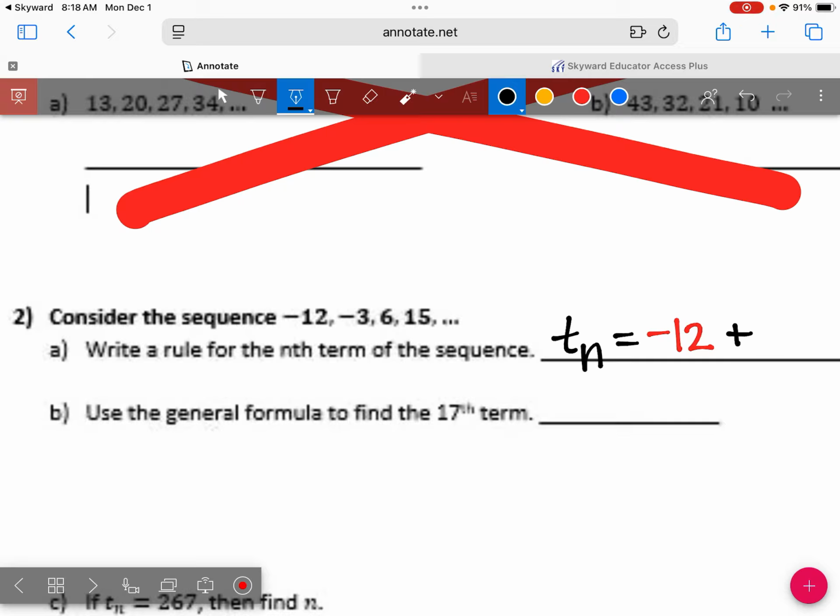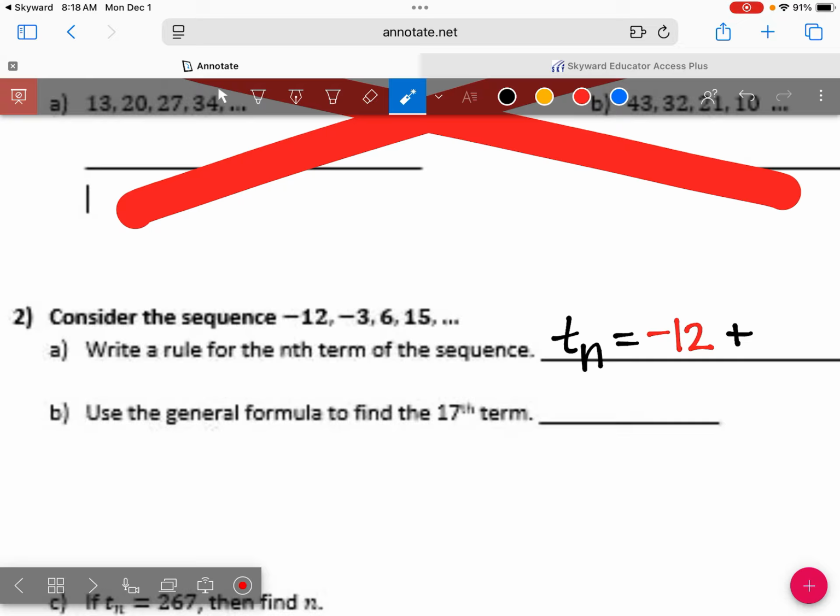So don't say it out loud. I want everybody to get a chance to think because everybody takes a little bit different amount of time to figure out stuff. But we need to figure out what number we're adding to get to the next number. It's the same number. So -12 plus what gives you -3? Then -3 plus what gives you 6? And then 6 plus what gives you 15? So I'll give you a moment to see if you can figure out what the number is. What number are we adding over and over again? Just give me a thumbs up when you figure out the number.